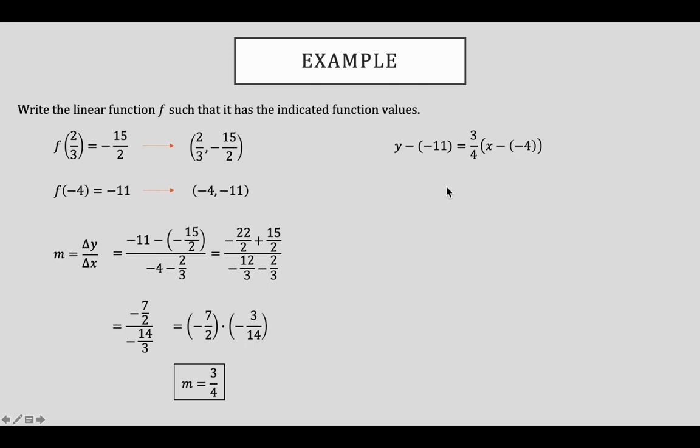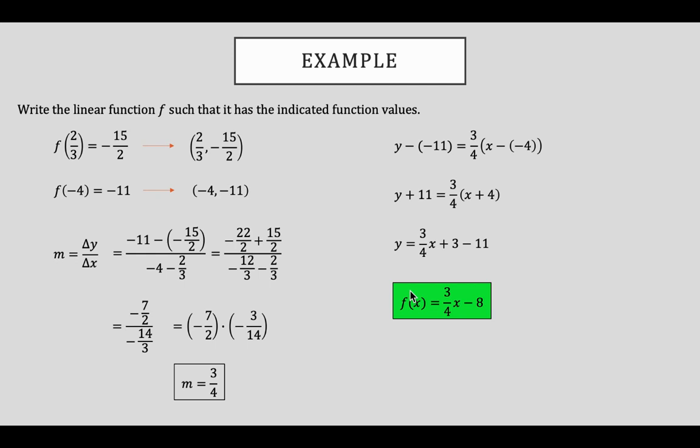So let's distribute our 3/4 through. And also notice that subtracting negatives is going to give us addition. So I have y plus 11 is equal to 3/4 times x plus 4. Distributing now, we have y is equal to 3/4 x plus 3 minus 11. And 3 minus 11, well, that gives us a negative 8. So going to our final answer, we are going to replace y with f of x. We get f of x is equal to 3/4 x minus 8.